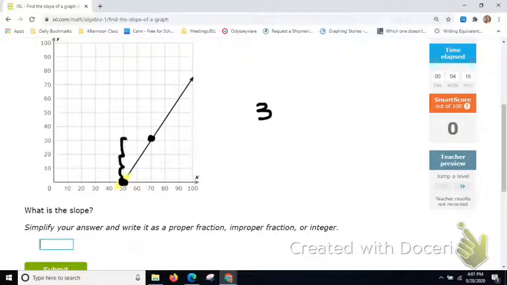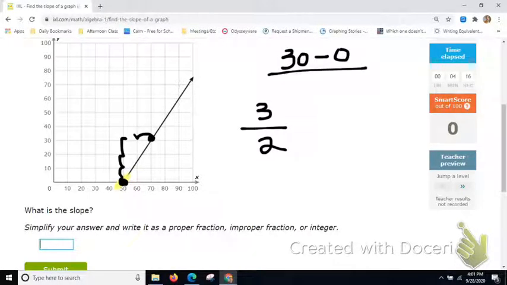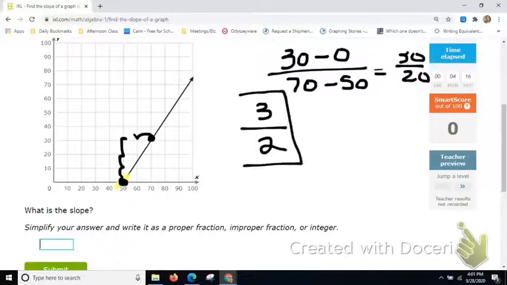So it's going up 1, 2, 3. And then how much is it going over? 1, 2. They're both 10s on both sides. So instead, I could have done 30 minus 0 on the top, and on the bottom, I could have done 70 minus 50. And that's still 30 over 20, and then it reduces to 3 over 2.